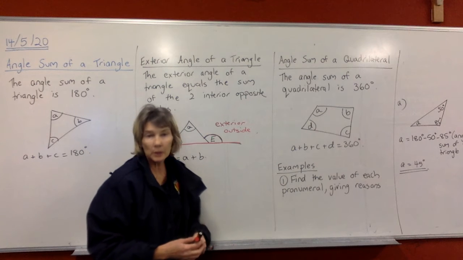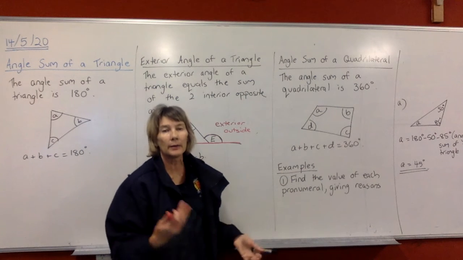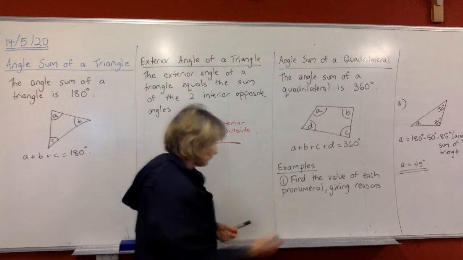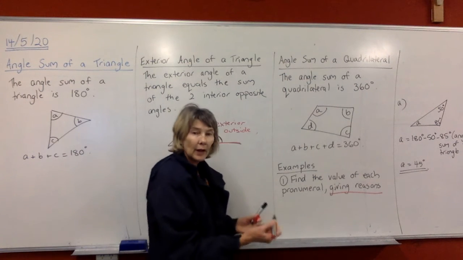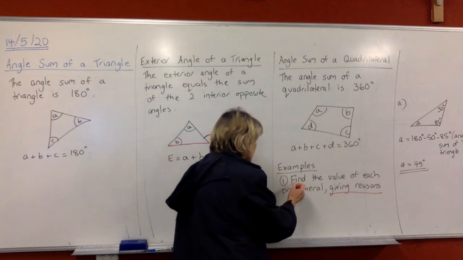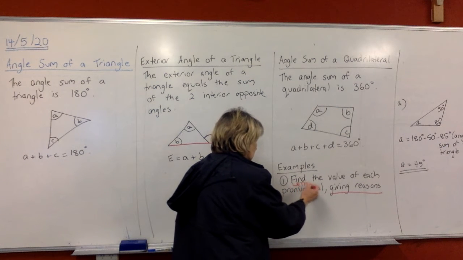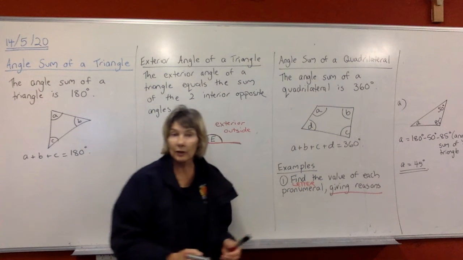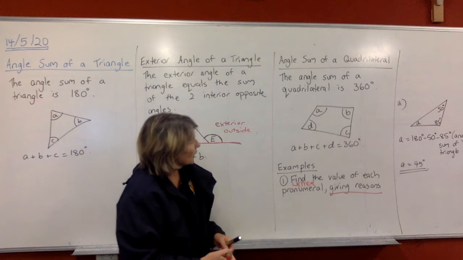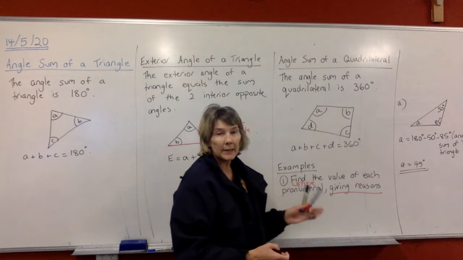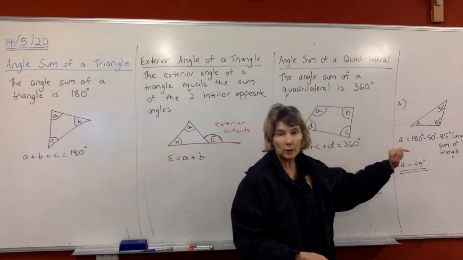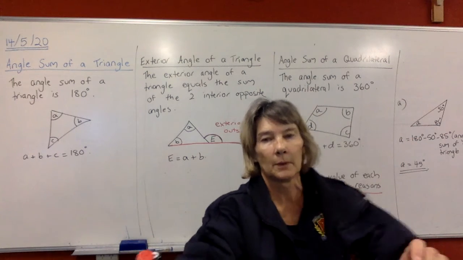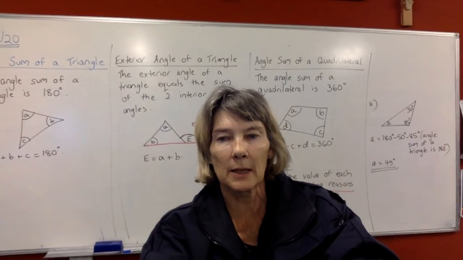So we're going to go through some examples. I'll just do one now and the rest in the next video. The main thing I want you to see here is we're finding the value of each pronumeral, which you know is letter, and we're giving reasons for it. Okay, so in this first question, it's a fairly easy one. They've given you a triangle. You've got 2 of the angles inside the triangle and you're looking for the 3rd one. I'll just turn this around a little bit so you can see it all.